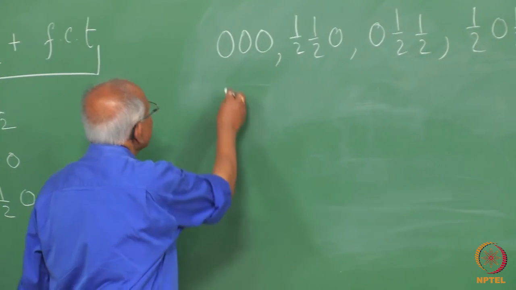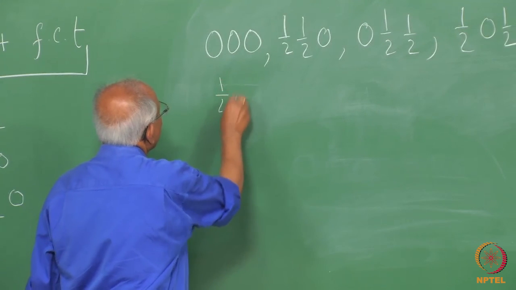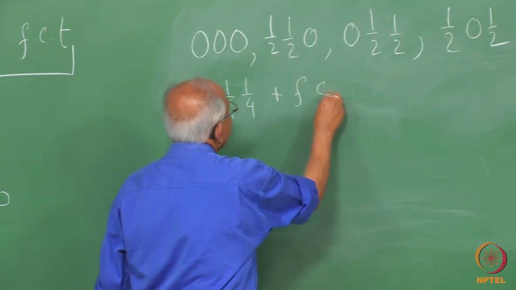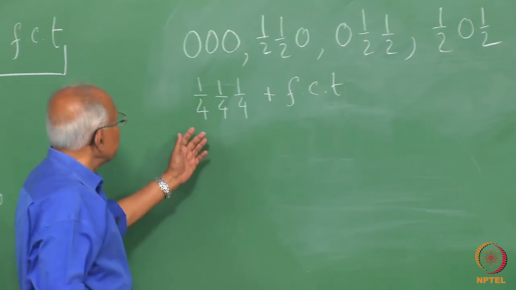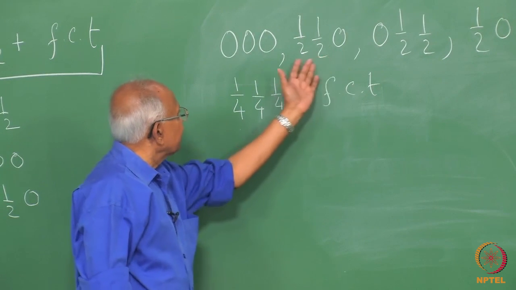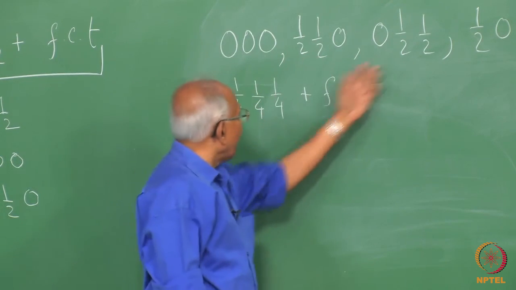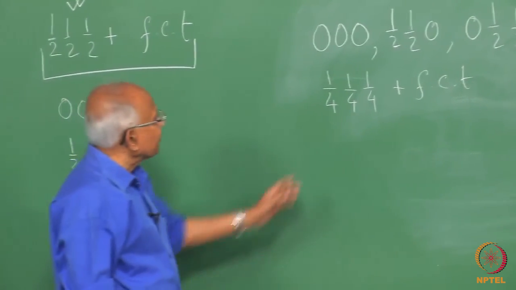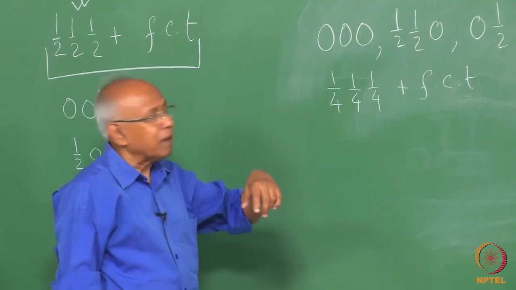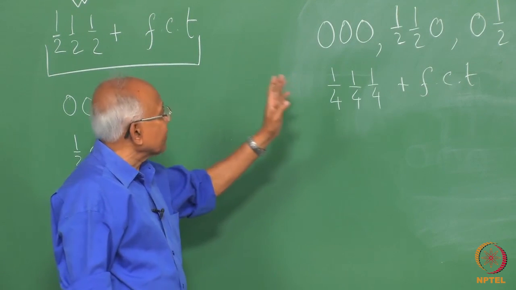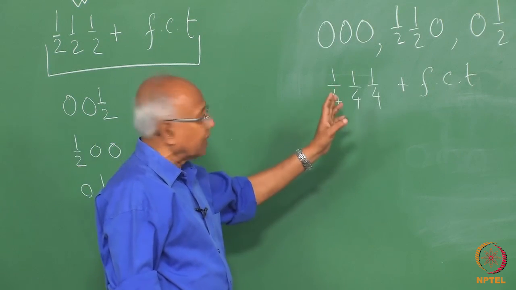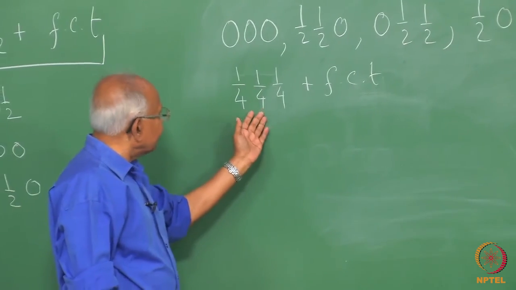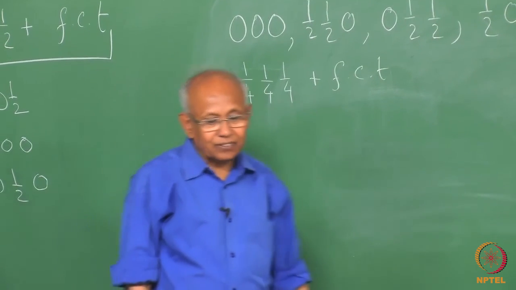The others are at the locations 1/4, 1/4, 1/4 plus the face centering translation. So, what we do is add these numbers to that one by one, and you get the locations of all 4 atoms, the extra 4 atoms in diamond. So, there are 4 plus 4, 8 carbon atoms per unit cell of diamond. These are the locations of the 4, and the other 4 are located at this plus the face centering translation.